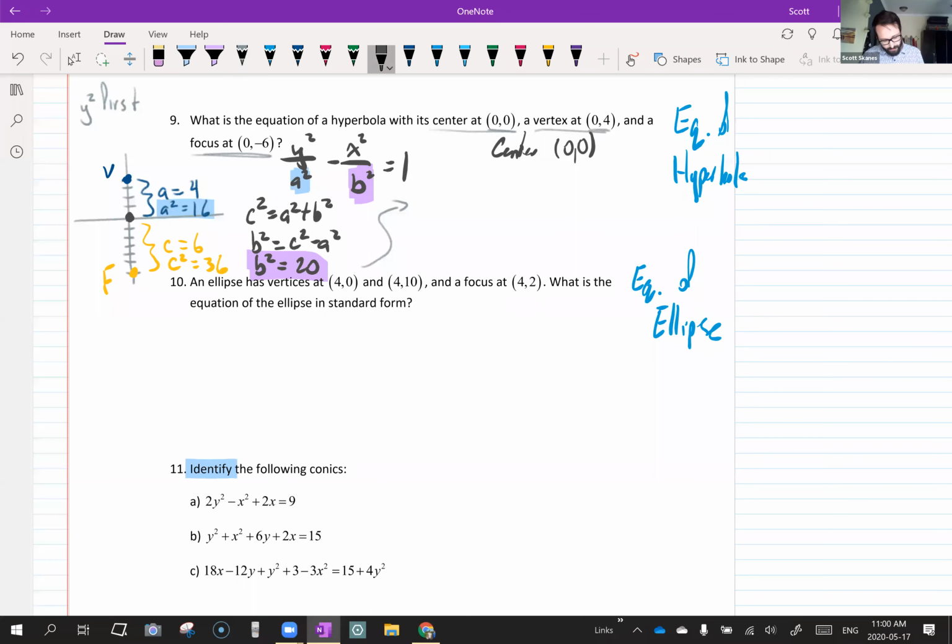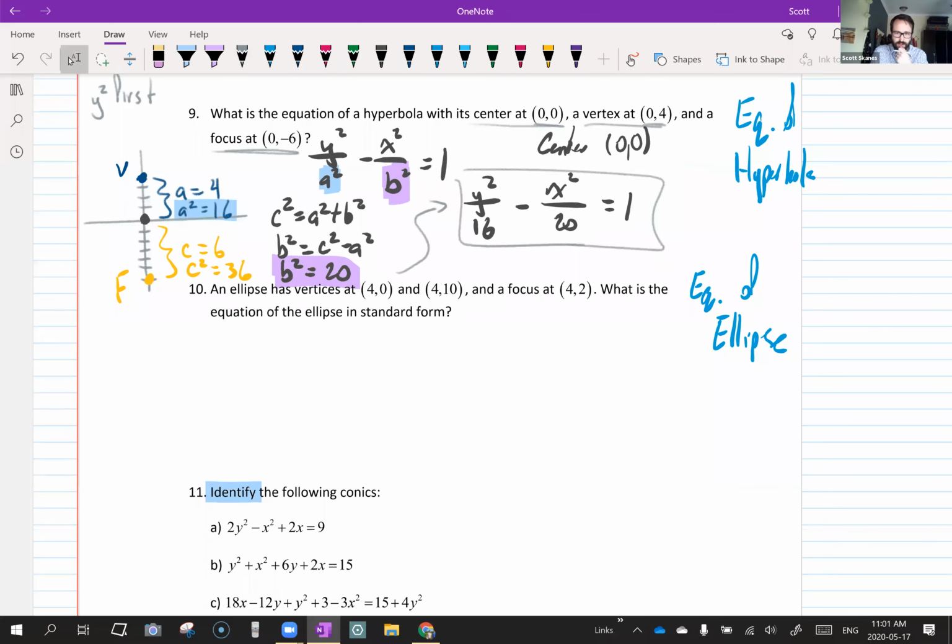Let's keep going. Let's fill in our numbers. We have y squared over 16 minus x squared over 20 equals 1. And I'm done. Done. All finished. Okay. Any questions on that one before I do a similar thing with the ellipse? This is your time to ask. Don't be afraid to ask questions. I'm sure that other people have the same ones.